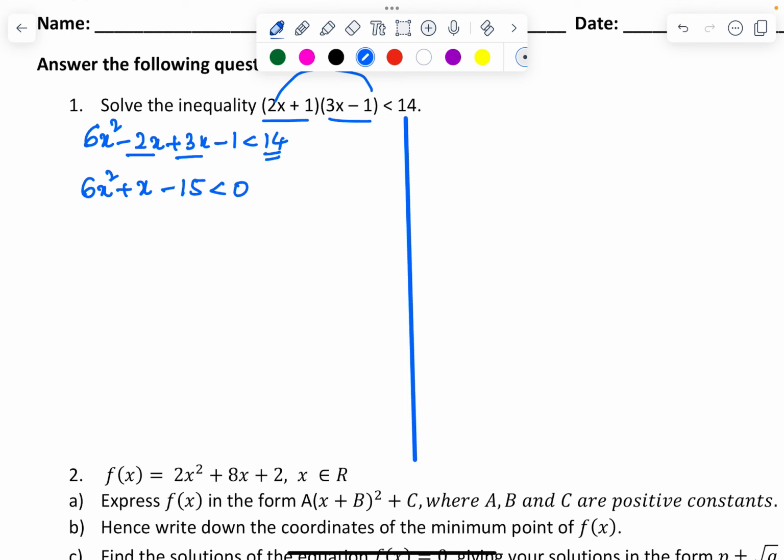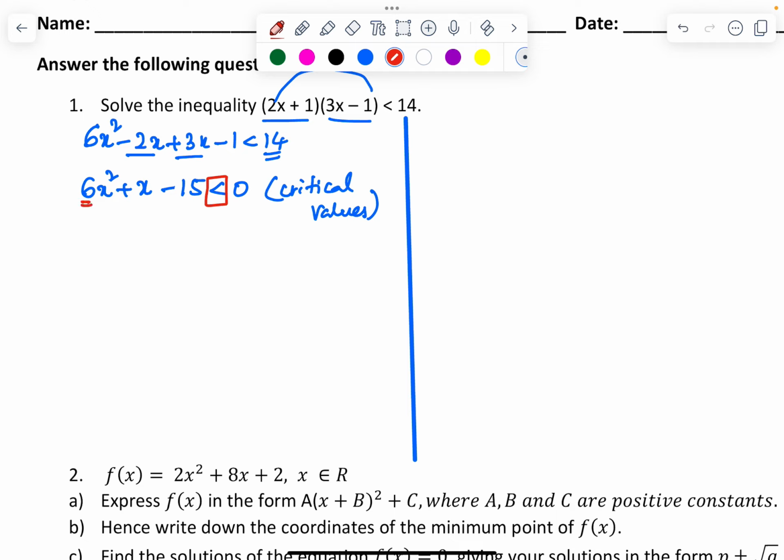So I'm going to find the critical values here first, which means I'm going to solve for x, then I will write it in the inequality form. I will use the inequality at the end. Okay, so let us use the Chinese method here.